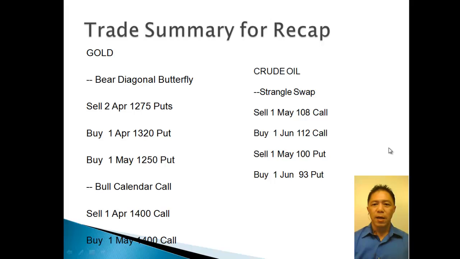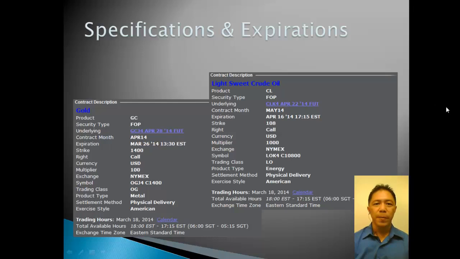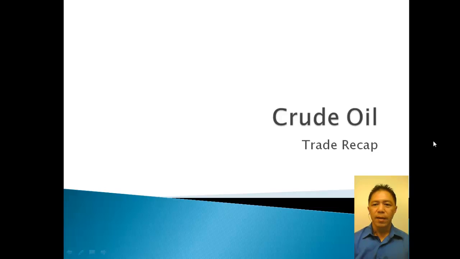Now, this was the trade recap or summary that we had back in the early part of March, or actually the end of February. I had something on gold. We're not going to take a look at that. We're going to look specifically at this type of trade that we have here for crude oil, that was posted up on the Facebook. These were the specifications for the crude oil contracts that we're looking at. And now moving forward to the recap.